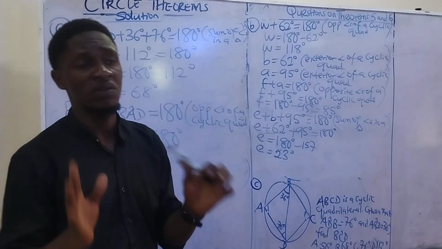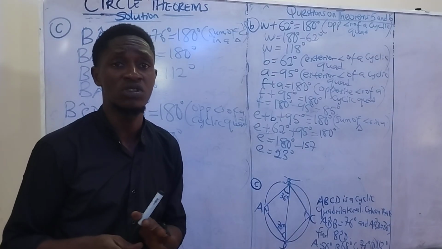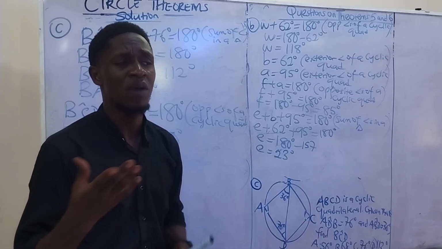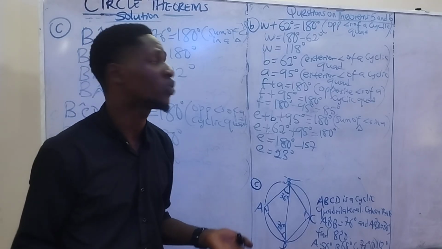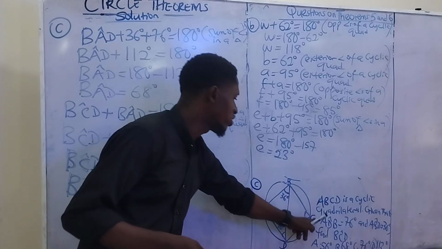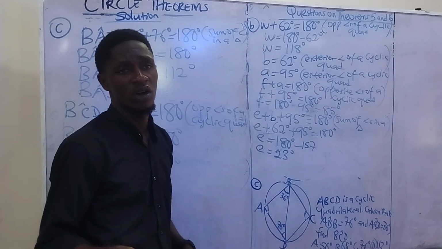So once you are given a question, in most questions in circle theory, there is always a high possibility that we'll have a cyclic quadrilateral there. How do you know a cyclic quadrilateral? The 4 points must be touching the circumference of the circle.